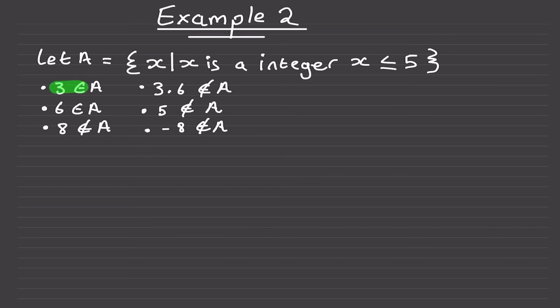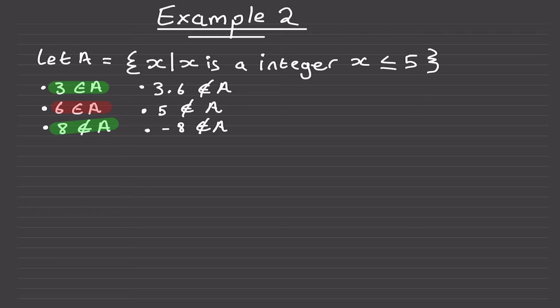Well then, 3 is an element of A because it's less than or equal to 5. 6 is not an element of A because it's greater than 5. 8 is not an element of A. That statement is true because 8 is greater than 5. 3.6 is not an element of A is also true because 3.6 is not an integer.